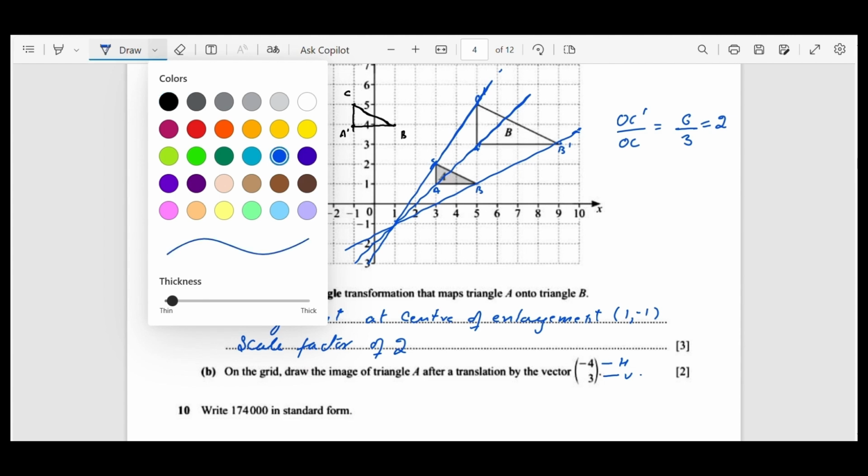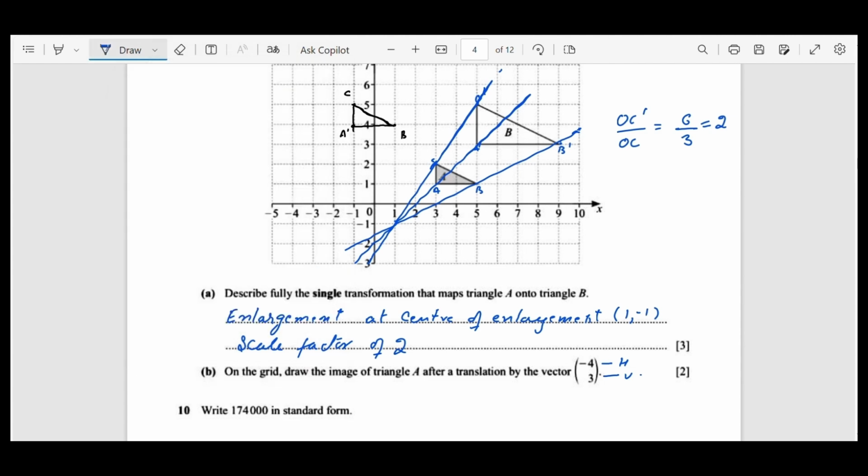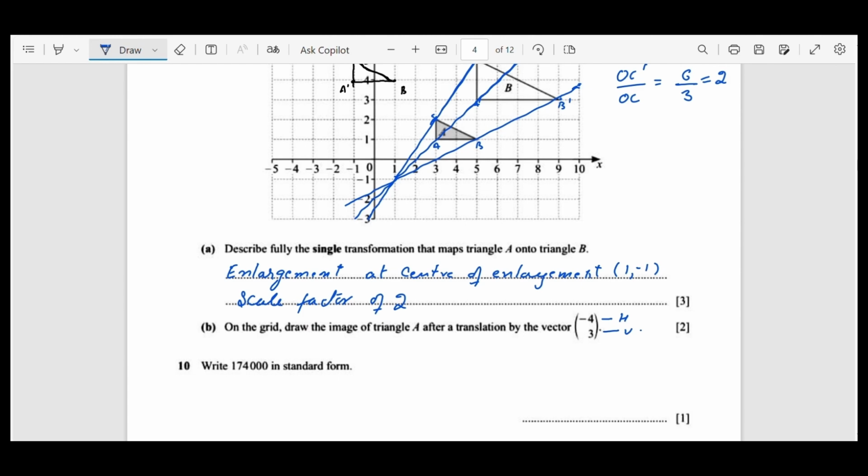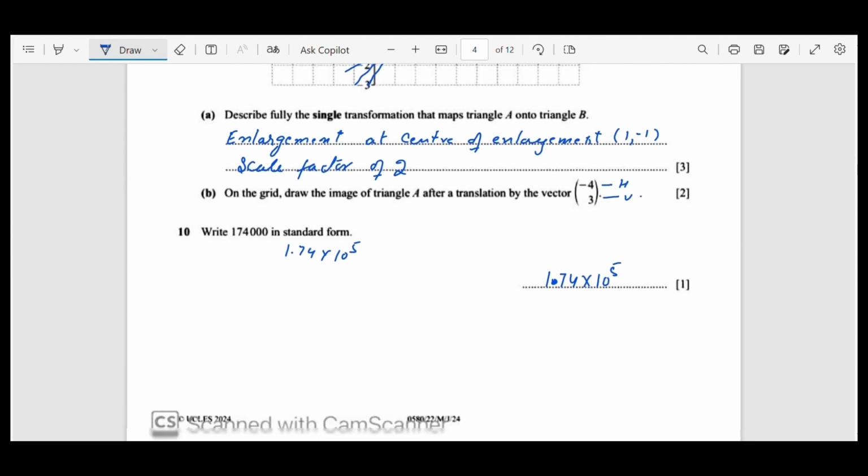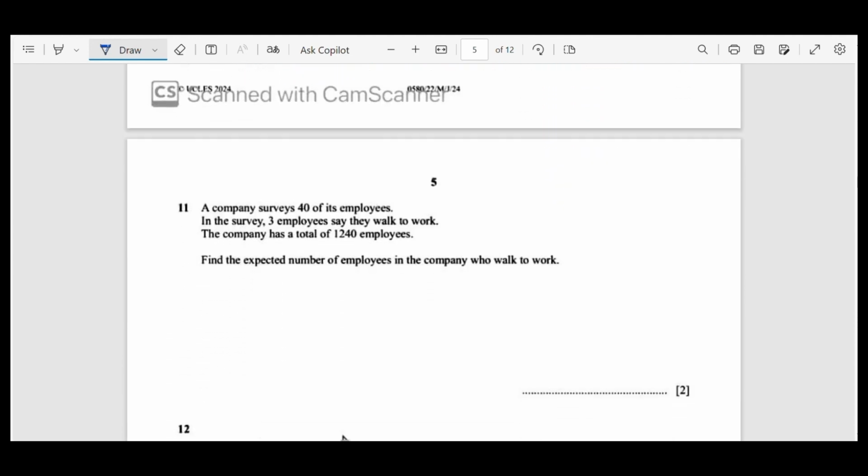Question number 10 is write 174,000 in standard form. So it will be 1, 2, 3, 4, 5. That is equal to 1.74 into 10 raised to the power 5. So our answer is 1.74 into 10 raised to the power 5. Right? Next is question number 11.